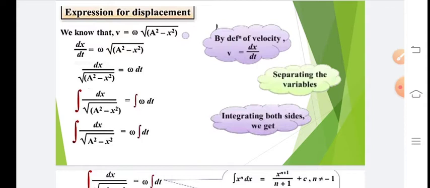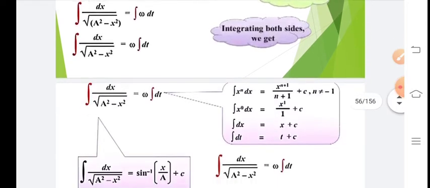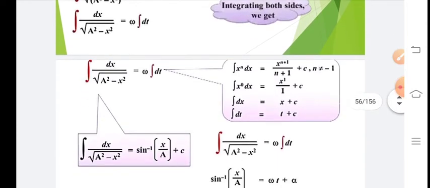So integrating this equation, the integration of dx upon square root of a square minus x square is equal to the integration of omega dt. So integrating both sides, we get the integral of dx upon square root of a square minus x square equal to omega into dt. This is a formula which is used for the integration. So the integration of dx is equal to x plus c, and the integration of dt is t plus c.